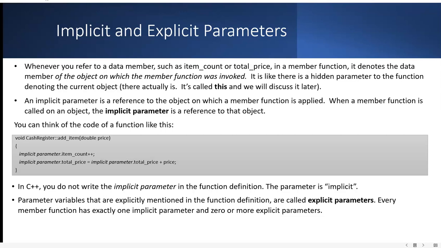An implicit parameter is a reference to the object on which a member function is applied. When a member function is called on an object, the implicit parameter is a reference to that object. You can think of the code of a function like this: implicit parameter.itemCount++, etc. However, you don't write the implicit parameter in the function definition. The parameter is implicit. And there's a way to access it deliberately that I'll show you later.